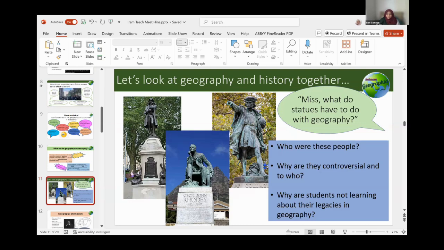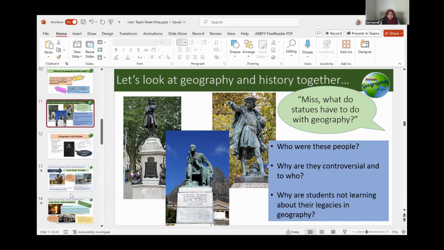So it's interesting to actually ask these questions, like who are these people? What does it mean by Rhodes Must Fall? And why are they controversial, and to whom? And why are students not actually learning about the legacies of some of these figures in geography education? Because let's face it, a lot of colonization was attached to geography education. So the history of geography is really, really important in that context.